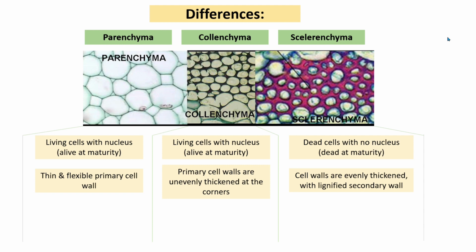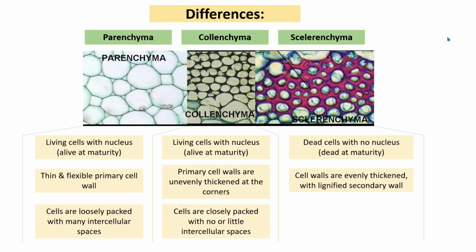Third is based on the cells' arrangement. In parenchyma, the cells are loosely packed with many intercellular spaces. In collenchyma, the cells are closely packed with no, or little intercellular spaces, while in sclerenchyma, the cells are tightly packed with no intercellular spaces.